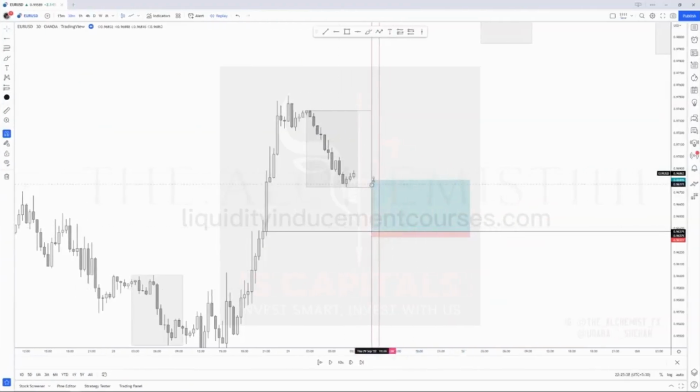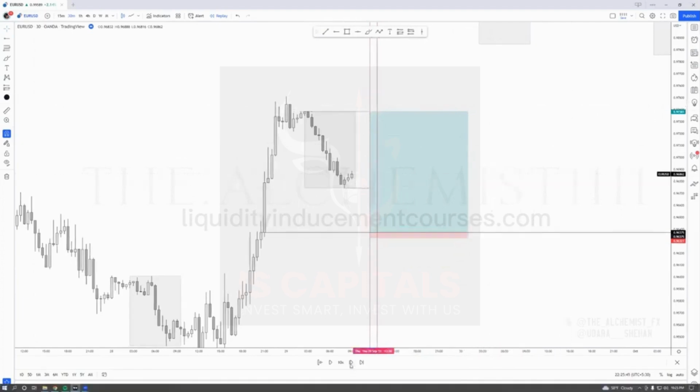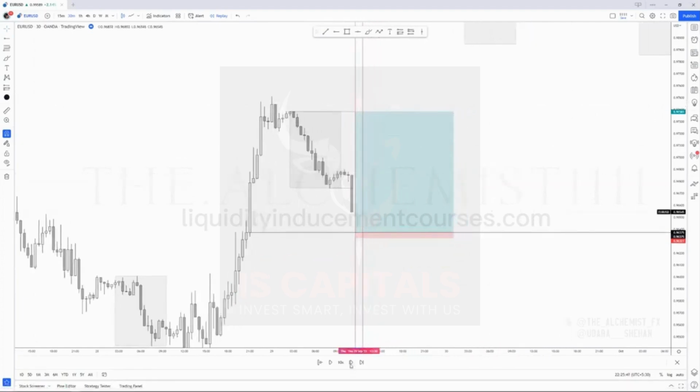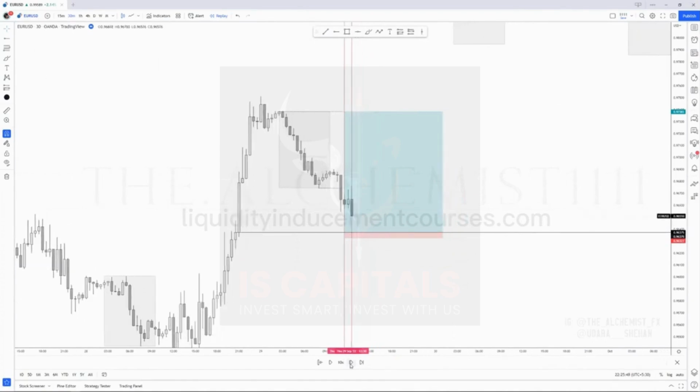And where do we target? Asian high. Can you understand the setup? Okay, so what happens? Look at this. Patiently wait. Okay, it's about patience. Comes down, patiently wait.